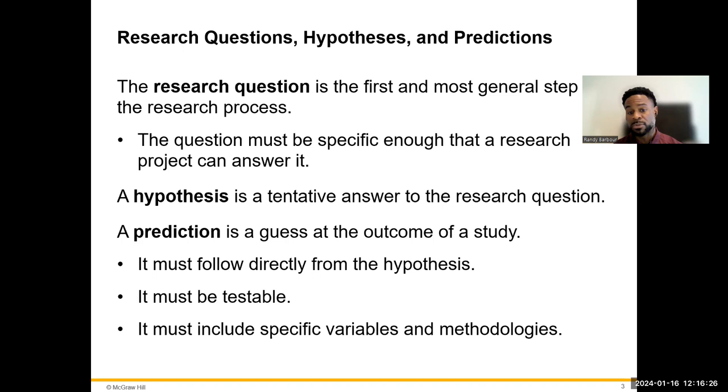And the last thing it says, it must include specific variables and methodologies. So the prediction is based on the research question. The research question allows me to understand what variables and what methodologies I'm going to have to use in order to answer the question in a specific way, and then create that prediction that I want to see. The variables we talked about are independent variables and dependent variables. We talk about different apparatuses that we're using to collect data, collect information on particular groups. And then that gets me to the prediction, okay? So you have to design this in a way that I should be able to replicate it as another researcher, right? You have your research question, you come up with your hypotheses for your research question or questions, and then you create that prediction, which again follows directly from the hypothesis. It's testable and specific enough that it has specific variables that you're going to collect or study and the methodologies that you're going to use to study.